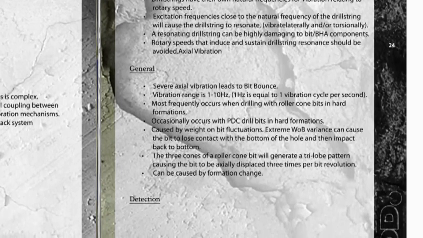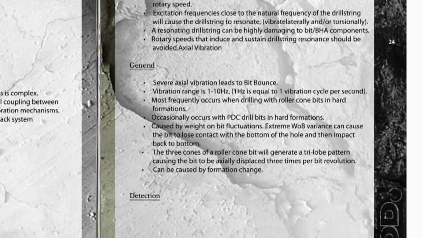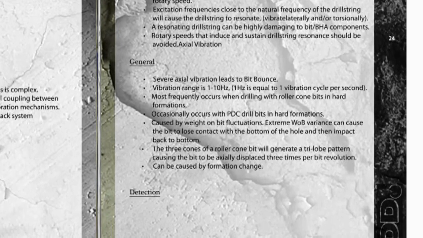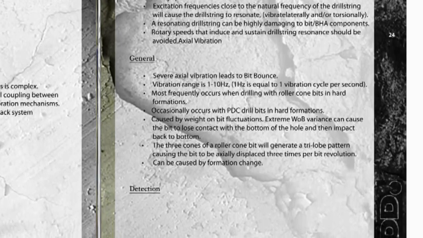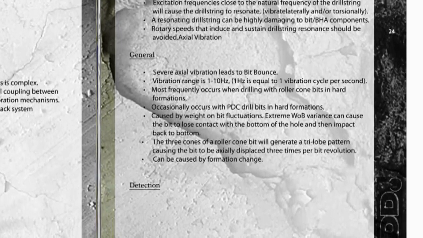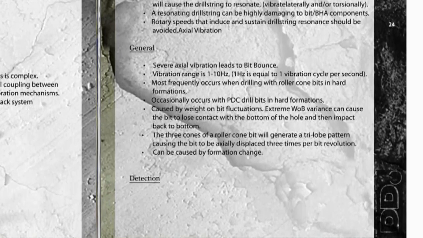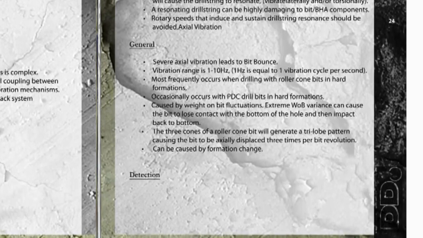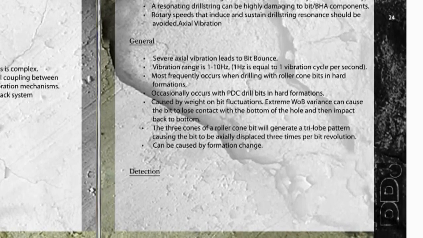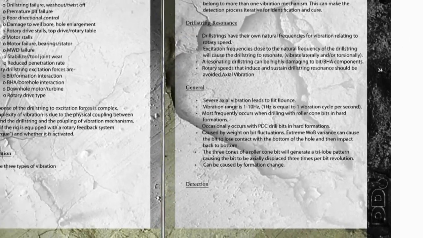Extreme WOB variance can cause the bit to lose contact with the bottom of the hole and then impact back to bottom. The 3 cones of a roller cone bit will generate a tri-lobe pattern, causing the bit to be axially displaced 3 times per bit revolution. Can be caused by formation change.